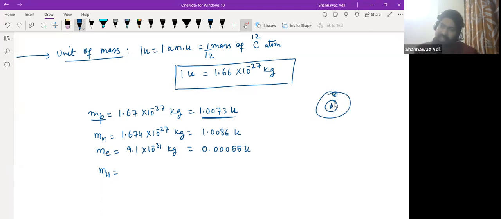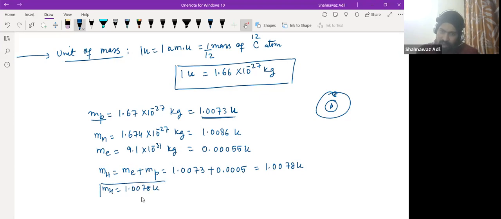That is the hydrogen, right, Aisha? Mass of hydrogen would be mass of electron plus mass of proton. This is how much? 1.0073 plus 0.0005. So how much is this? This is 1.0078. This would be the mass of hydrogen.